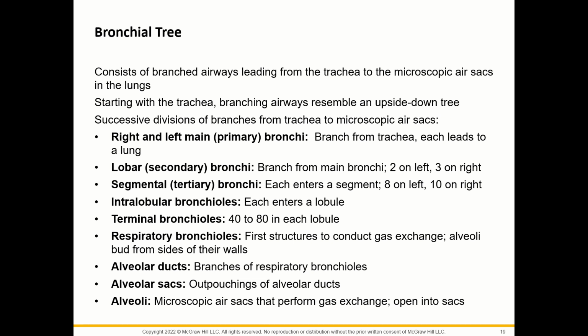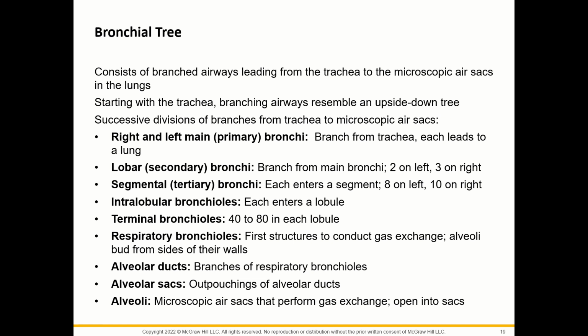The interlobular bronchioles enter a lobule of the lung. There's 40 to 80 terminal bronchioles in each lobule. And the respiratory bronchioles are the first structures to conduct gas exchange. The alveoli bud from the sides of their walls.